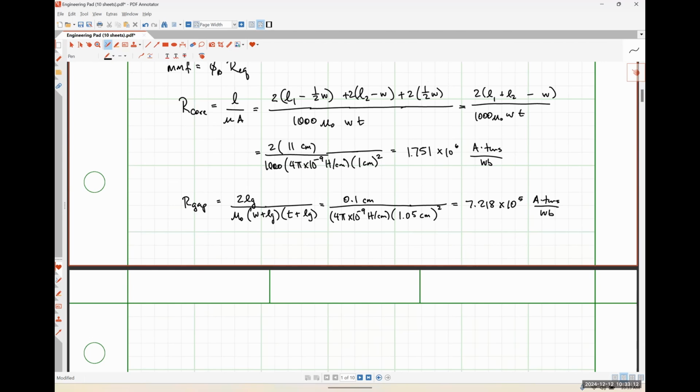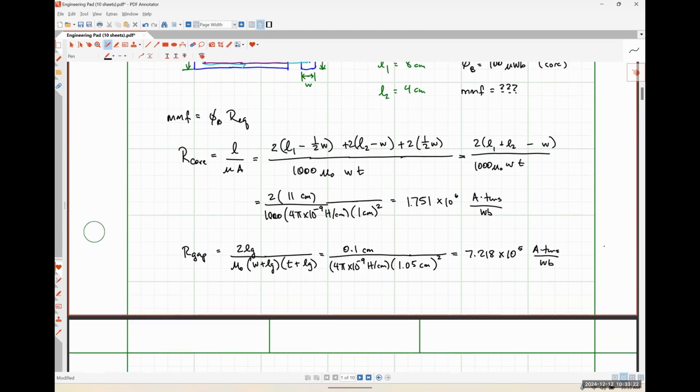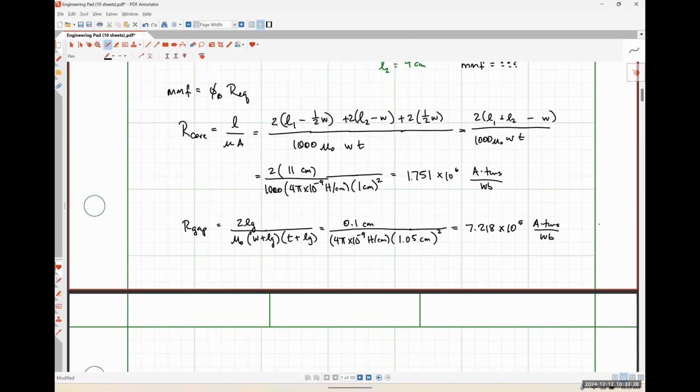So even though we only have a total air gap length in this magnetic circuit of 1 millimeter, which is significantly smaller than the core length of 22 centimeters, our reluctance is damn near half of what we're getting out of the core, just because that permeability is so much smaller.